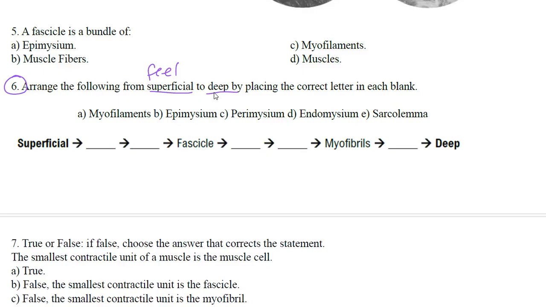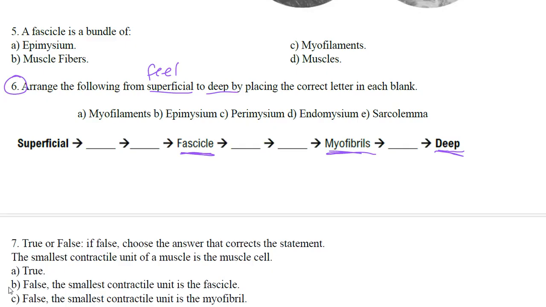deeper. So when they're telling you this and they're saying, place the correct letter in each blank, let's see how we can connect it together. We have myofilaments, epimysium, perimysium, endomysium, and sarcolemma. Okay? Now what they're asking is, which one is going to be more superficial, like larger? And then we need to go all the way to smaller. So I see superficial here, then I see a random fascicle in the middle, then I see myofibrils, and then I see deep. Okay, so let's go ahead and put these in order.